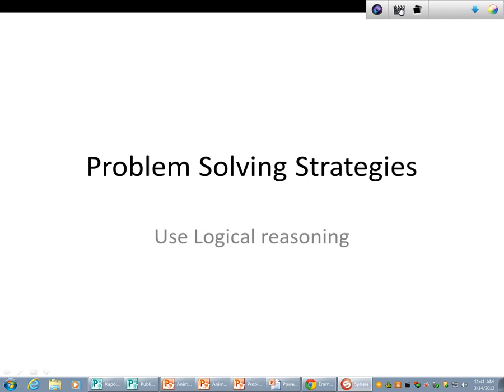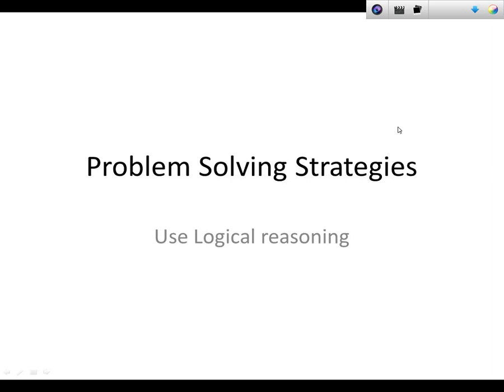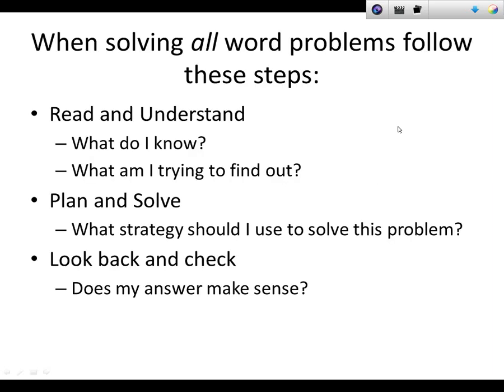The strategy we're going to be using today is called use logical reasoning. When solving all word problems, follow these steps. First, you want to read and understand the problem. Think to yourself, what do I know and what am I trying to find out? Next, you want to plan and solve. What strategy should I use to solve this problem? And lastly, you want to look back and check your work. Think to yourself, does my answer make sense?